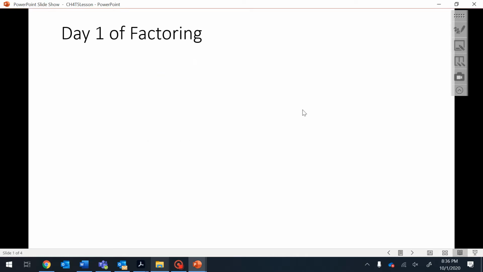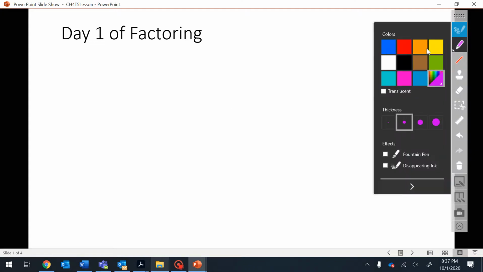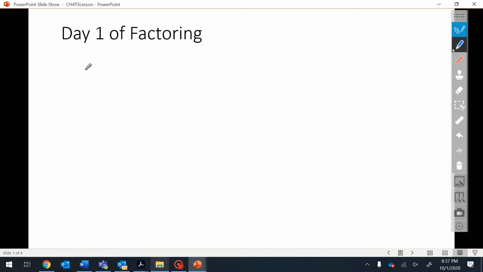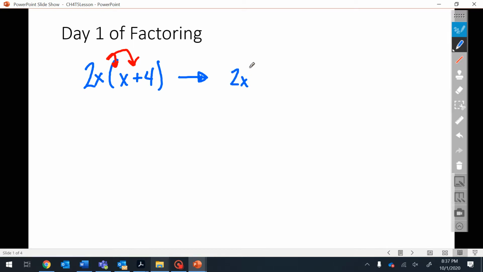Alright, so for the next couple of days we're going to be looking at factoring. And factoring is basically the reverse of the distributive property. So for instance, if you have something like 2x times x plus 4, then when you distribute this, and we all know how to distribute, you distribute the 2x into both of these, okay, then you would end up with 2x squared plus 8x.